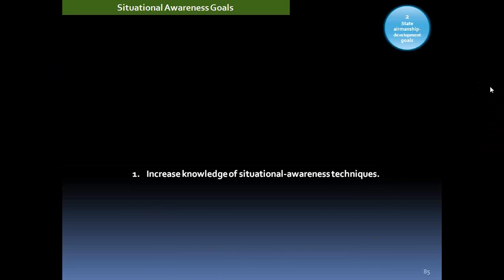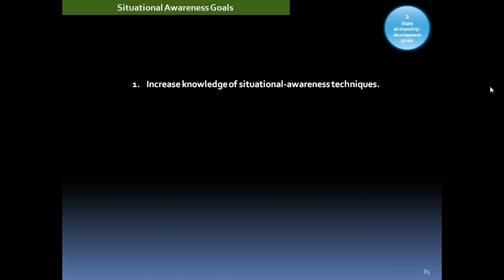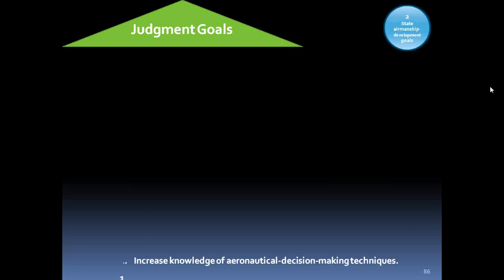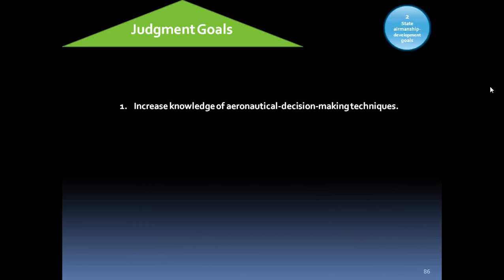Now his goals in situational awareness: he's going to increase his knowledge of situational awareness techniques, and he's going to strive for a consistently high level of situational awareness. Those are his two goals under situational awareness. And under judgment, he's going to increase knowledge of aeronautical decision-making techniques. I kind of think of those terms, aeronautical decision-making and judgment, as interchangeable. And he wants to strive for consistently good judgment. He doesn't want to have times where, when he self-critiques the flight, he says, oh man, I really blew that. I never should have made that go decision. That was poor judgment. He wants to have consistently good judgment.